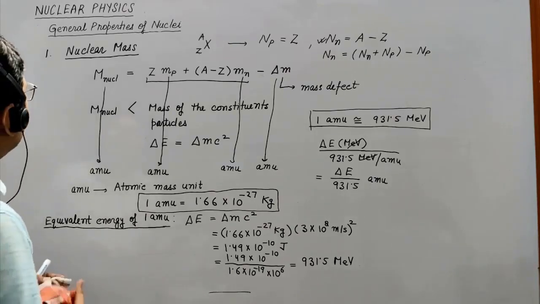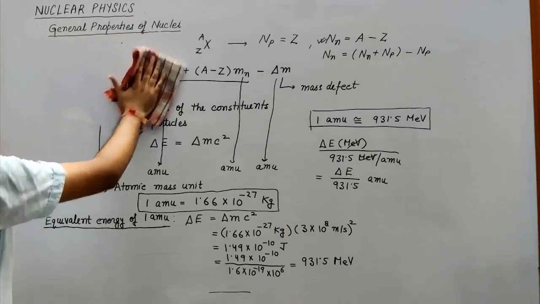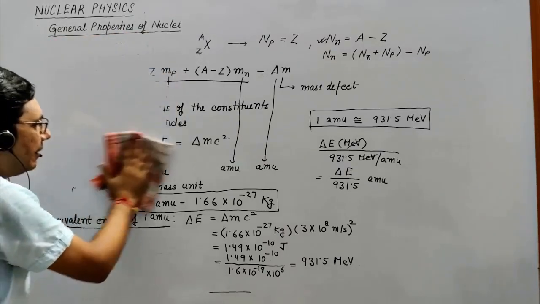Second important property of the nuclei. The second important property of the nuclei is the nuclear radius.